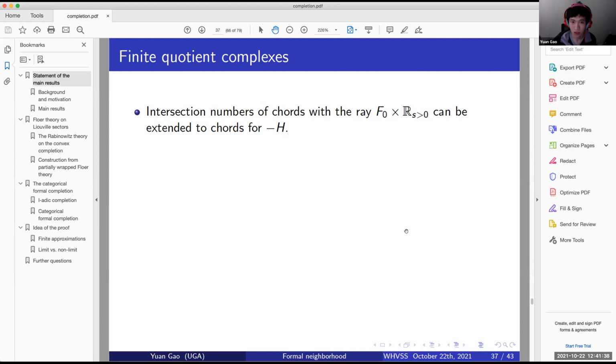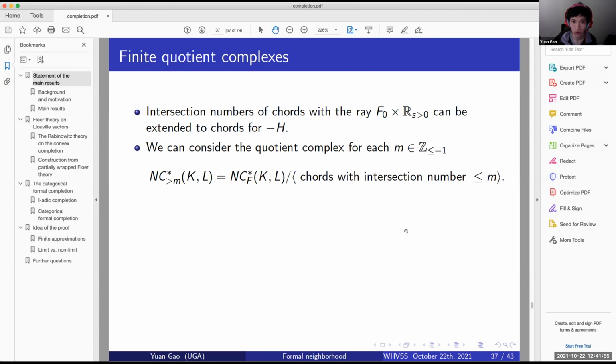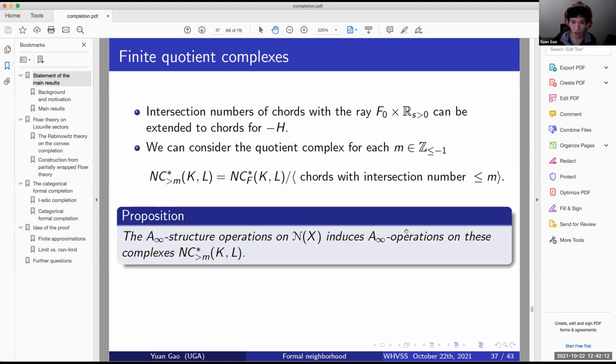So first observe that the intersection numbers of chords with the divisor can be extended to chords for the negative quadratic Hamiltonian, where you get negative intersection numbers. So you can define a naive quotient complex by quotienting out those chords with intersection numbers smaller than or equal to m for every negative integer m. Then you play with intersection numbers to deduce that the infinity structures on this category N actually induce infinity operations on these complexes. The category with hom spaces being these quotients is not a quotient category, but it's some infinity structure on the naive quotients.